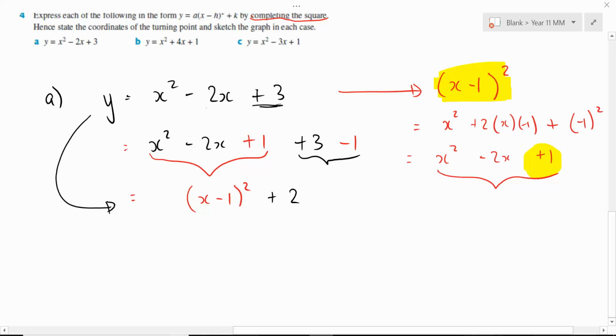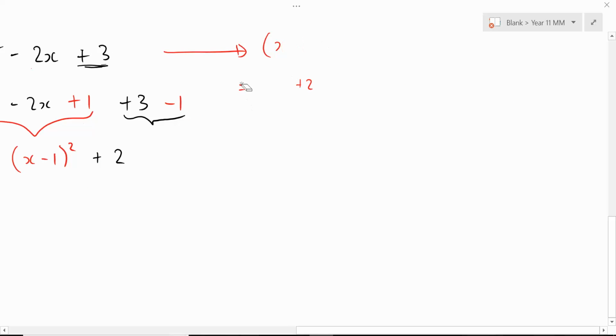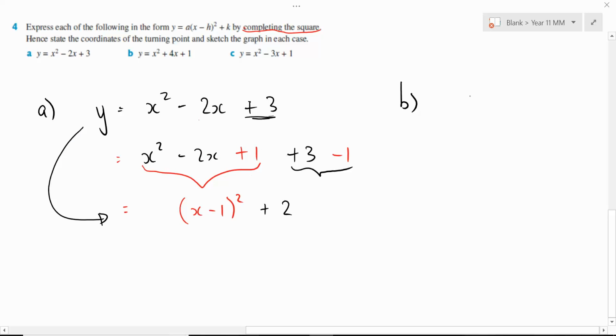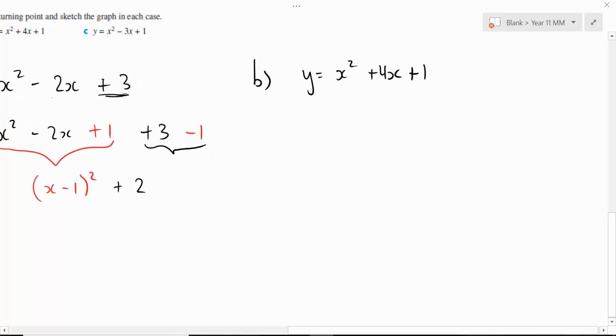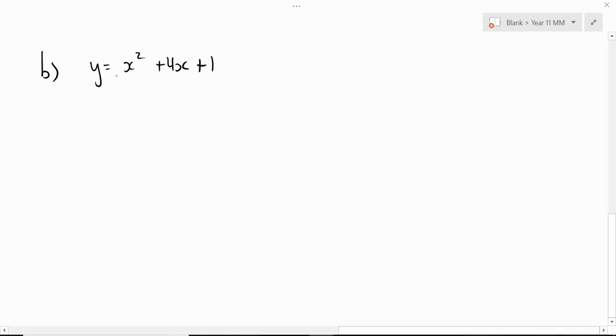Okay, hopefully you're starting to get a vibe of what I'm talking about. I'm going to do a few more examples so you feel much more confident about it. Let's do B. I've got y equals x squared plus 4x plus 1, right? Same thing again. I want to have a perfect square. The question is, is this a perfect square? If it was, it should be x plus something, squared.